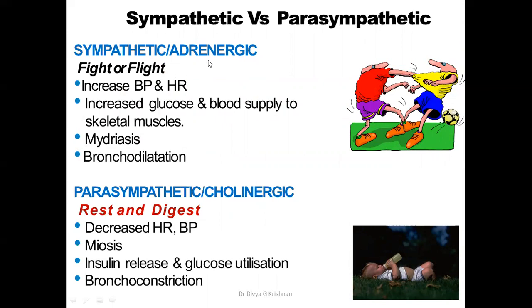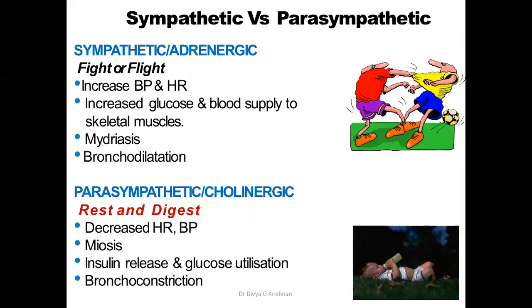Sympathetic nervous system or the adrenergic nervous system is mainly involved with the fight or flight response. And the features associated with sympathetic nervous system are an increase in the blood pressure, increase in the heart rate, increased glucose and blood supply to skeletal muscles, mydriasis, bronchodilation.